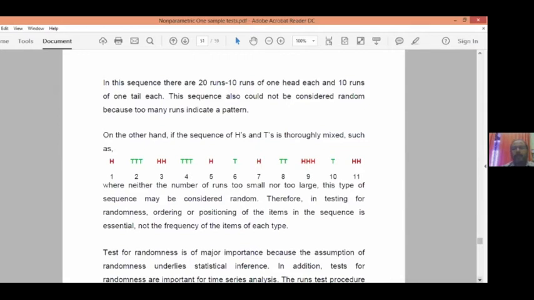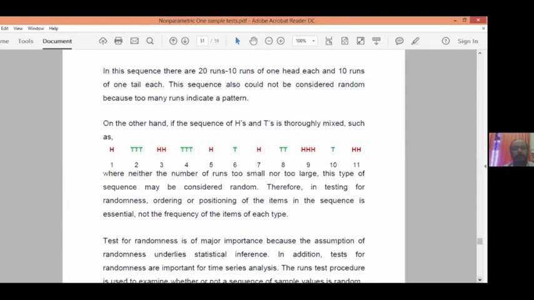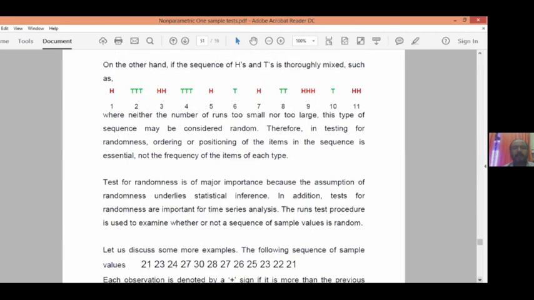Therefore, in testing for randomness, ordering or positioning of the items in the sequence is essential, not the frequency of the items of each type. A test for randomness is of major importance because the assumption of randomness underlies statistical inference. In addition, tests for randomness are important for time series analysis. The runs test procedure is used to examine whether or not a sequence of sample values is random.